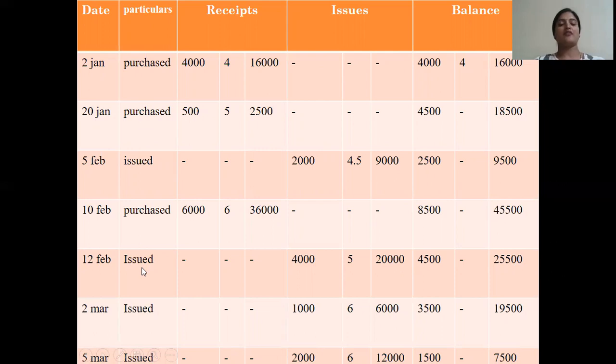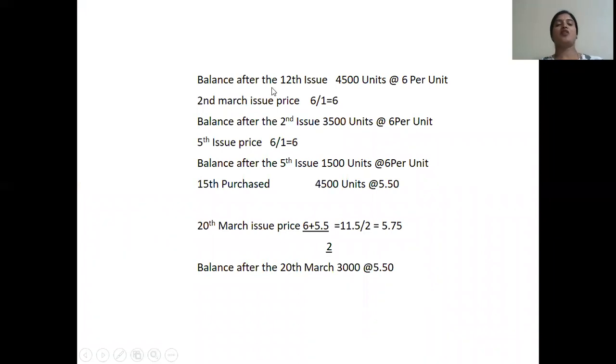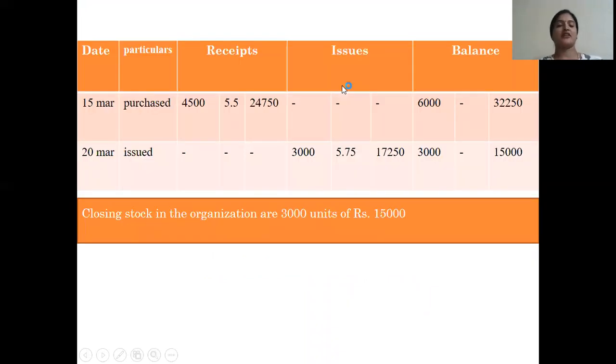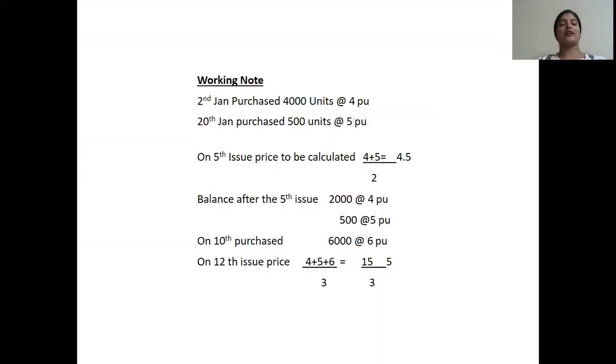That is on 12th February, we have issued. See, balance after the 12th issue. How many units did we have? 4,500 units at 6 per unit is available. Now, already we have 4,500 units available with us. Now, on 2nd March, again there is an issue. How many units have been issued? 1,000 units. Now, you go to the working note to calculate the issue price.